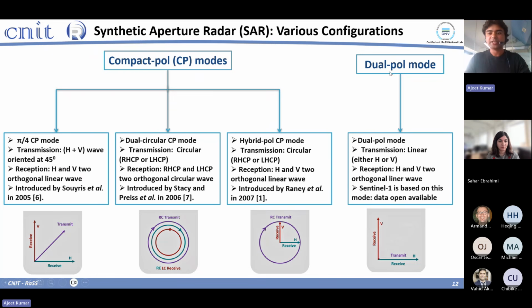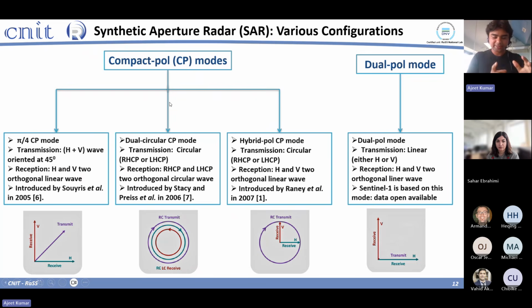For example, dual polarimetry. What we do is transmit either H or V and receive H and V as orthogonal polarizations. Now, Sentinel-1 is the satellite which is using this, and we have all freely available data for this satellite. That's one of the interesting data sets we have because it gives temporal data, and you can do interferometry and a lot of other stuff.